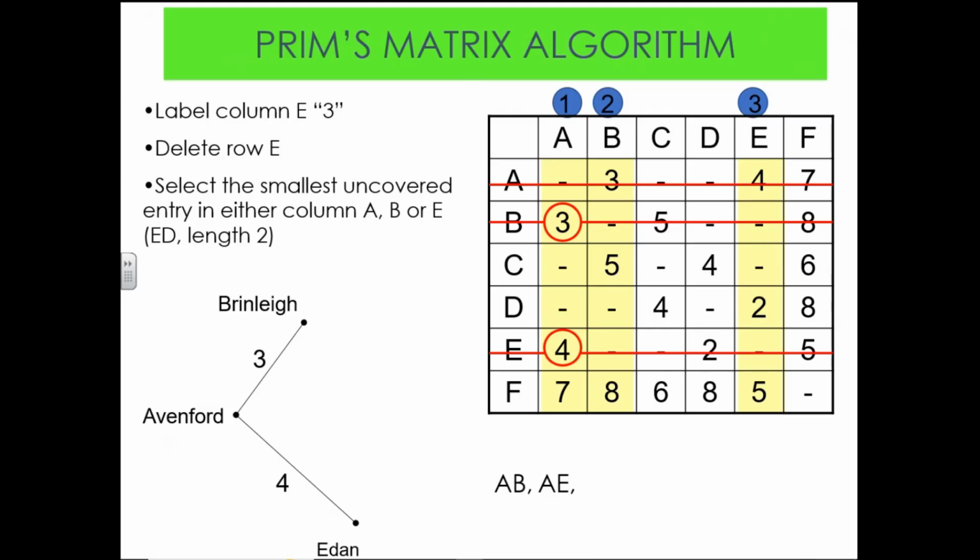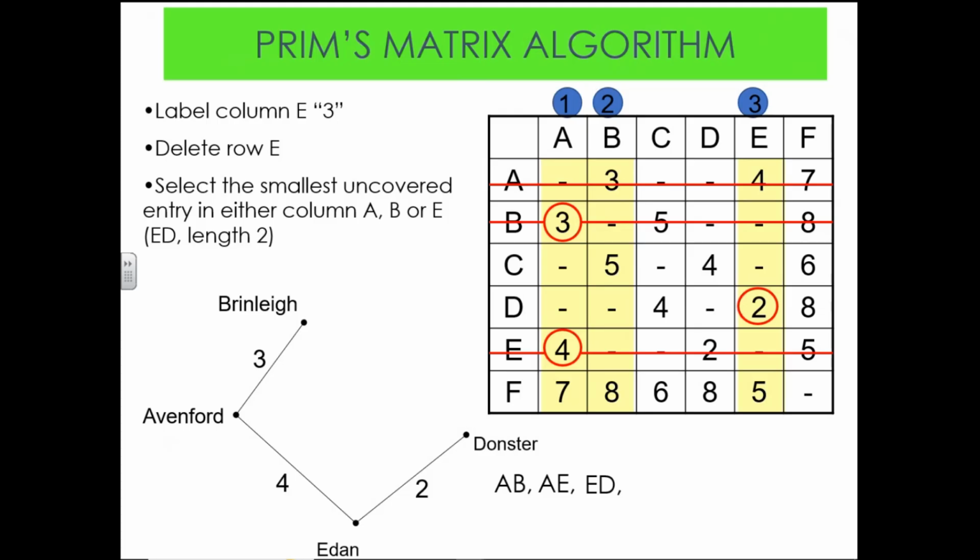And we keep going again. So now I look at all 3 of these columns. I look at A, I look at B, and I look at E. Out of those ones, I choose the smallest one. What's the smallest one out of those three? The 2. So you put a circle around this 2 here. You're going to add in D to your minimum spanning tree. You're going to add ED onto your list of arcs as you build it up.